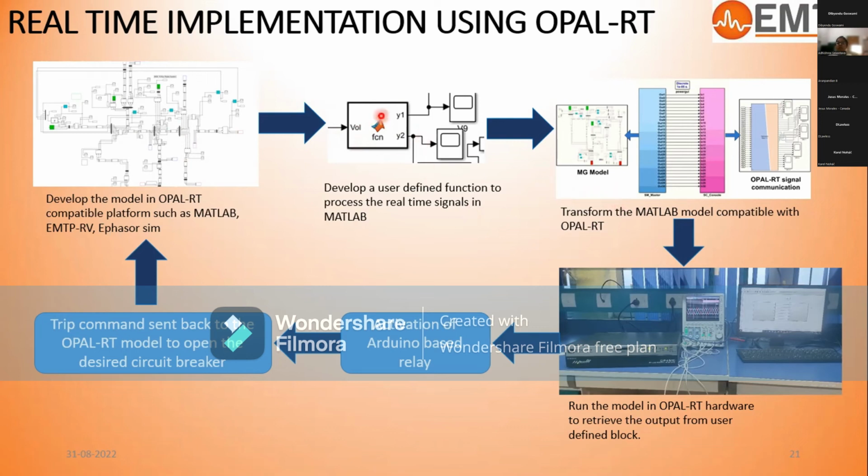Now we need to download all this information, or this simulation model, in the OpalRT platform. So this is the OpalRT compatible model where you have to define a master and a console. The master is where you define the model. This is the microgrid model, and this master block's job is to connect all the outputs to the console, and this console is connected through the OpalRT signal communication. So the purpose of these two blocks is to interconnect this microgrid model, whether it is in MATLAB or in EMTP, with the real-time simulator, and that real-time simulator is connected to the software through OpalRT signal communication.